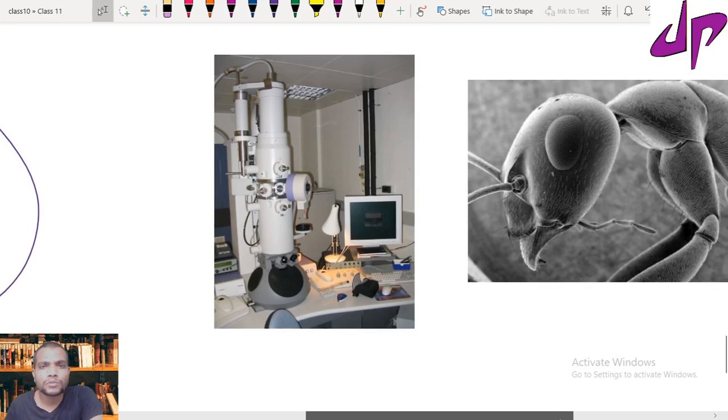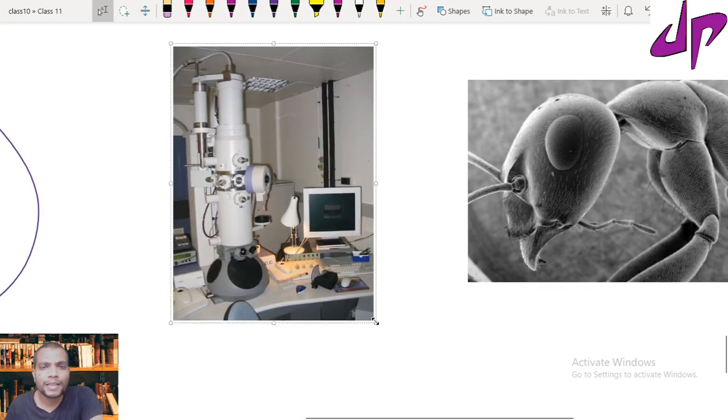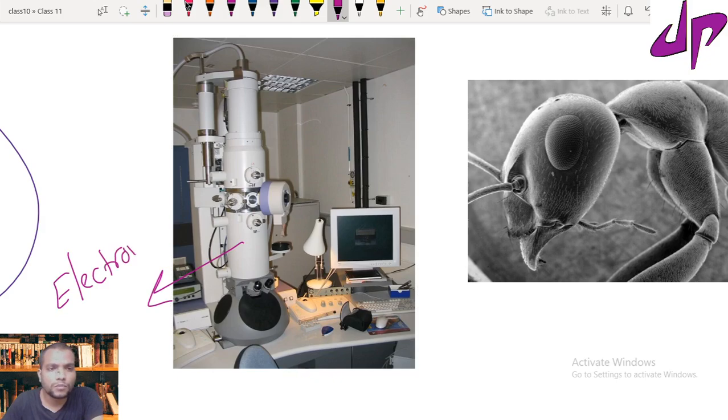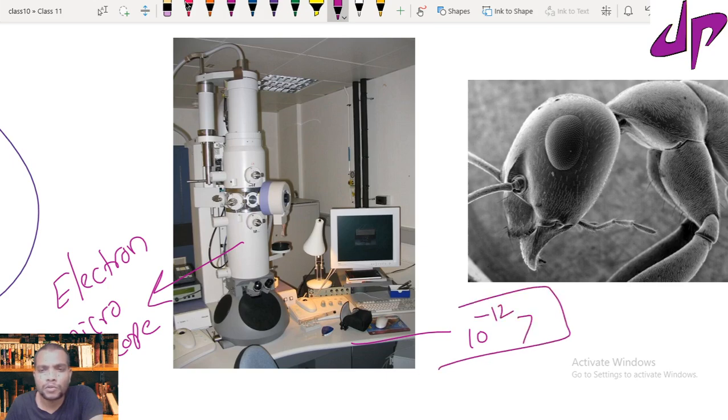Suppose you want to see objects smaller than that, nearly the size of an electron. This instrument is known as an electron microscope. We use it to find sizes on the order of 10 power minus 12 or above. This is a very highly sophisticated instrument, so it can give precise information.